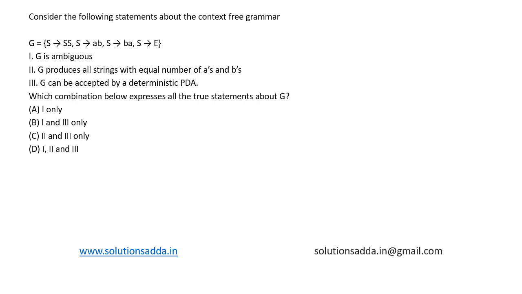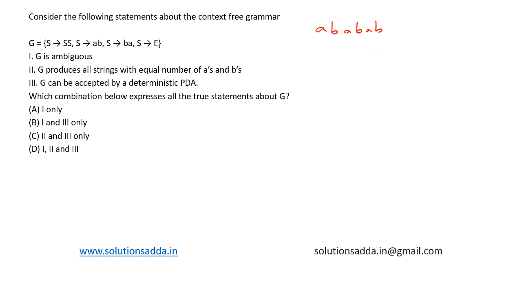First option is G is ambiguous. A grammar G is said to be ambiguous if it can generate more than one parse tree for an input string. Consider this input string, that is AB. This can be generated using two parse trees.